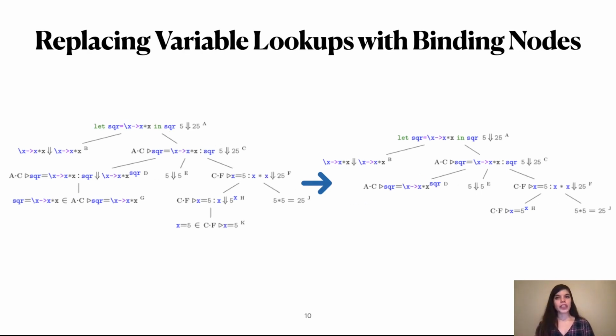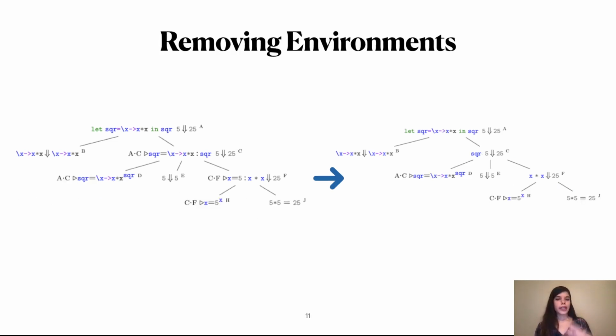Finally, we can replace our variable lookups with binding nodes. If you look at the variable lookups in D and G, this can be replaced by the binding node in D on the right side. The binding node stores information regarding this variable square bound to a value and the origin and scope being A and C. It still shows the complete information, but is much simpler. Similarly, we can replace the variable lookup in H and K by the binding node in H. So now, because we have binding nodes that store the information regarding scope and the value of the variable, we can simply remove environments from all of our nodes in the trace. That is, the environments are just removed from the nodes C and F.